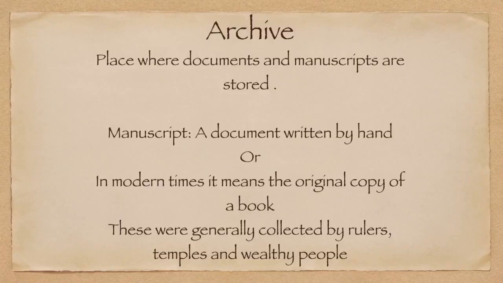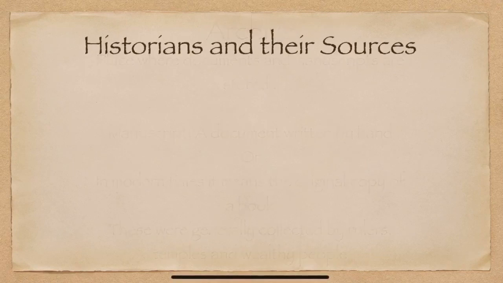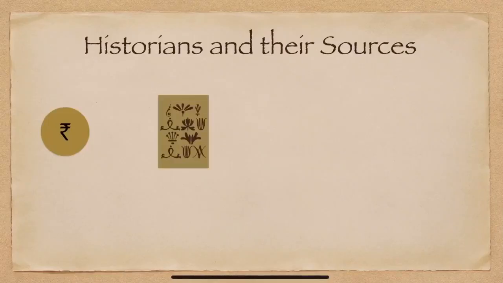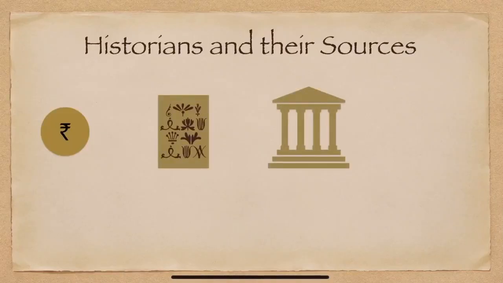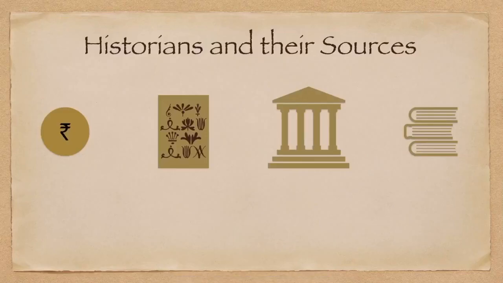So now a question may arise. How do historians get to know about the history? What are their sources of information? So, as you may have studied in class 6th, historians mainly depend on coins, inscriptions, architectures, and textual records. So now let me explain each of them.